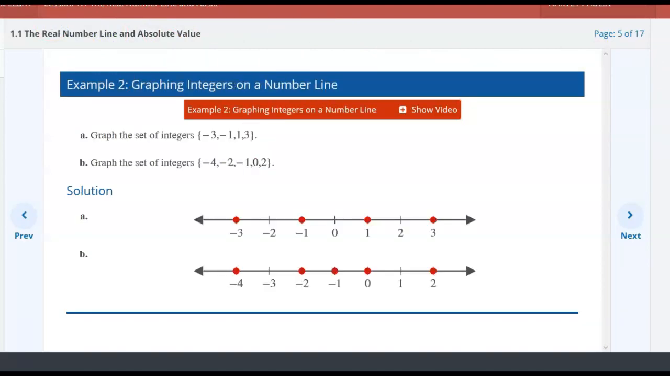Again, in your notes, you're going to write example 2. So part A, graph on a number line these values. So you make a sketch of a number line, and then negative 3 is there, negative 1 is there, 1 is there, and 3 is there. That would be for A, and then put these there as well.